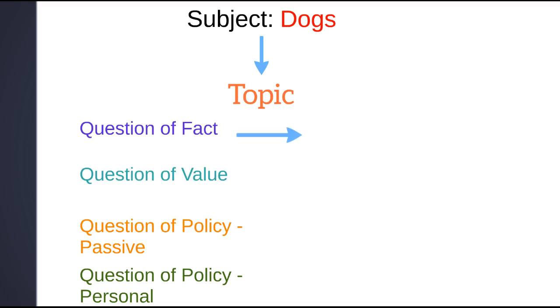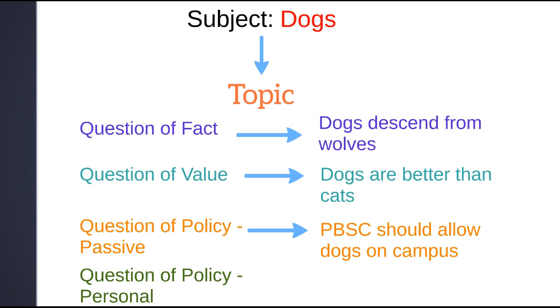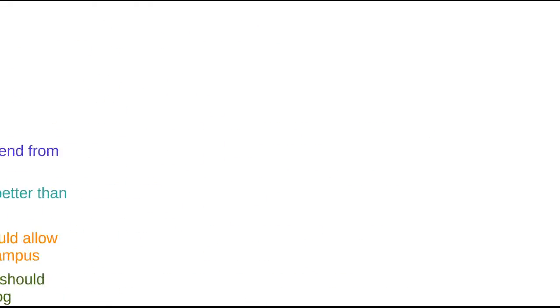So if I did question of fact, I could do dogs descend from wolves. I'm just getting the audience to really change their belief on this, believe this statement. Question of value, I'm going to get them to change their attitude on dogs, so dogs are better than cats. Question of policy, passive, I want an institution to make a change, so I could say Palm Beach State should allow dogs on campus. And question of policy, personal, is me asking the audience to do something behaviorally, so I could say everyone should adopt a dog. So these are all ways in which you can take the subject area and make it a topic.